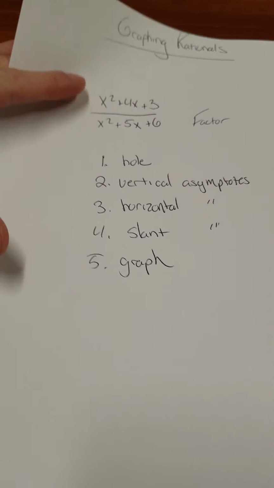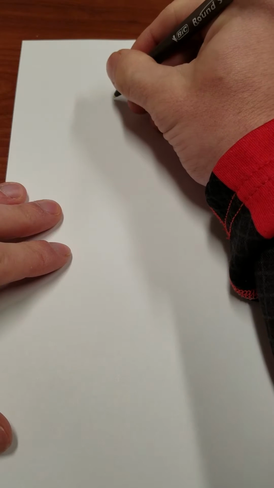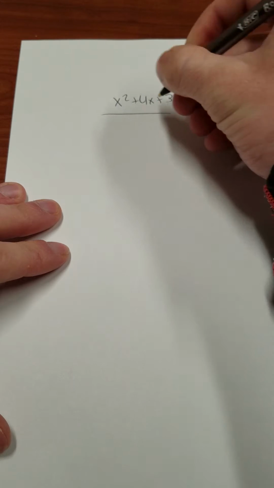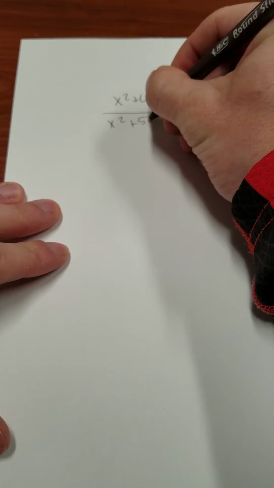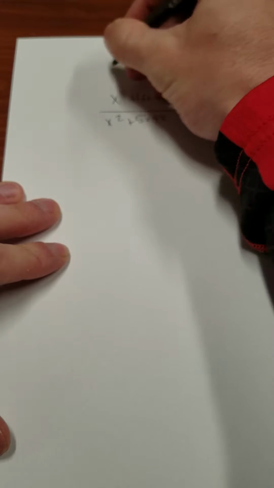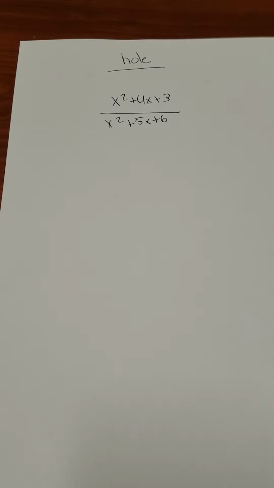All right, so what we're going to do first is deal with the function that I just gave you. So that's x squared plus 4x plus 3 over x squared plus 5x plus 6. And label this holes. Okay, so we're going to discuss how you find holes in the graph.